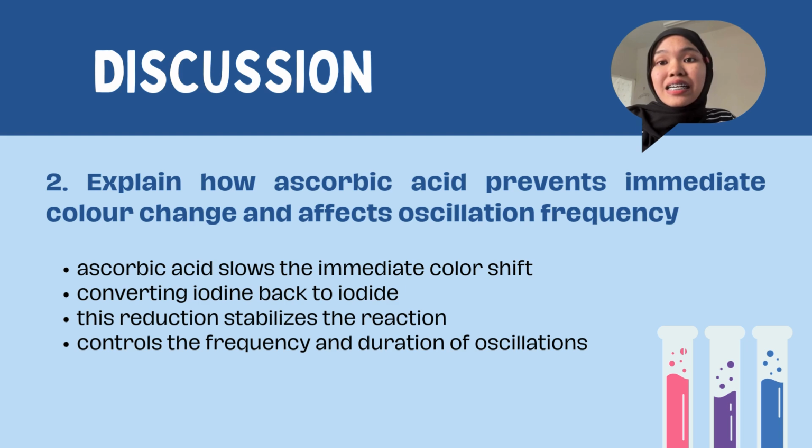If it's a higher concentration of ascorbic acid, it is a faster reduction leading to a shorter oscillation cycle. But if it's a lower ascorbic acid concentration, then it is a slower reduction which prolongs the cycle time. By controlling the reduction step, ascorbic acid balances the reactions and prevents it from stabilizing in the blue-black state.